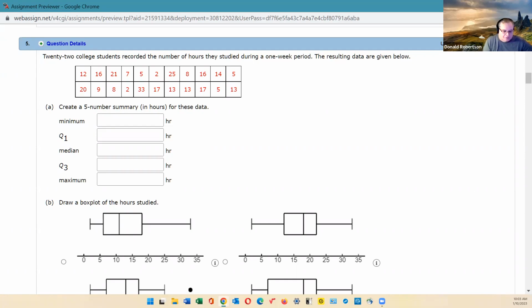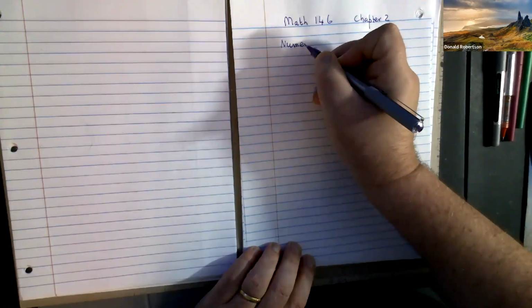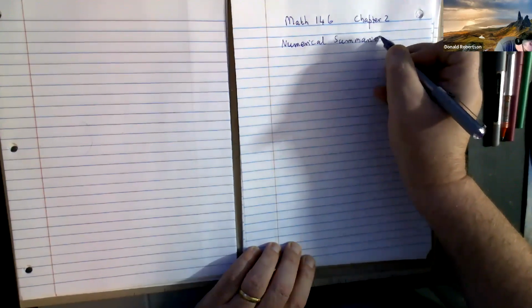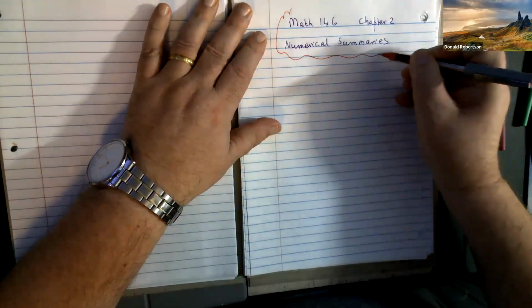Going to continue from where we left off with numerical summaries. And we're going to be essentially looking at, oh, I better put the section in just in case for notes you want to remember where you are. We're still in chapter 2. And we're looking at the numerical summaries. And in particular, we're still going to be focusing right now on a specific group of numbers called the 5-figure summary.